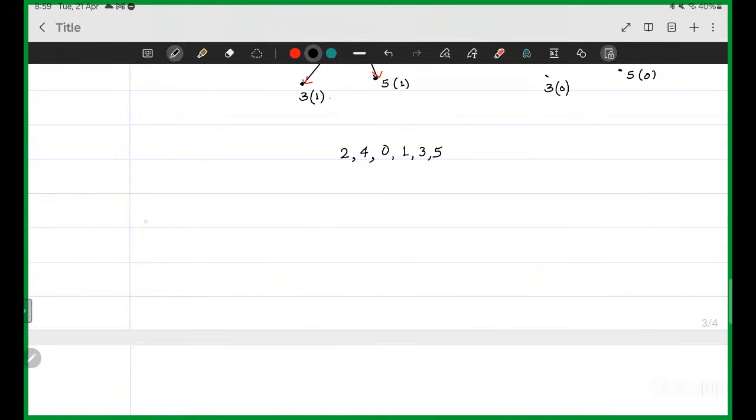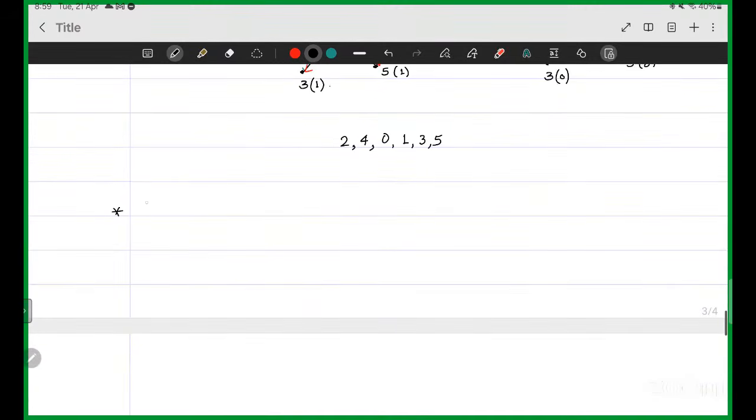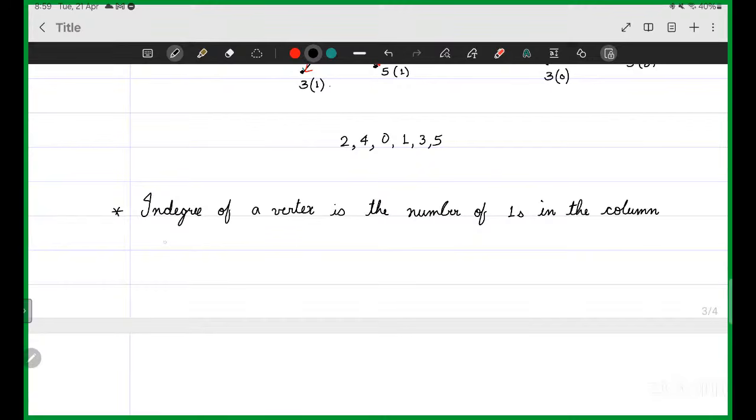Yes. So with respect to in degree, the in degree of a vertex is the number of ones in the column of the adjacency matrix corresponding to that vertex.